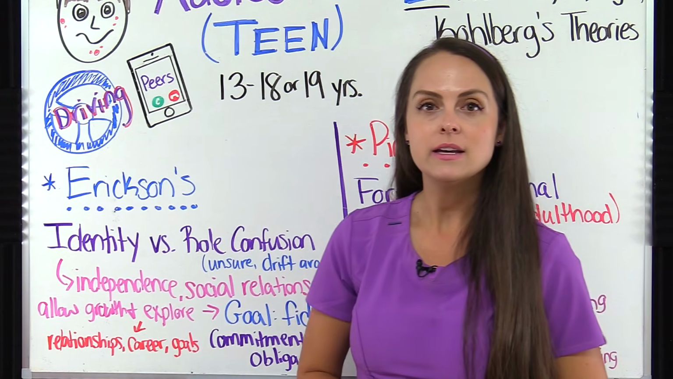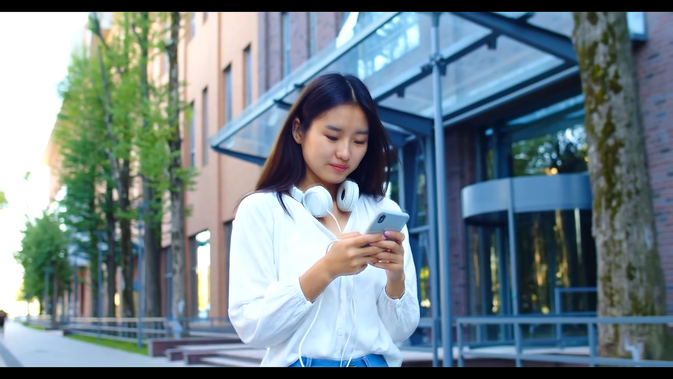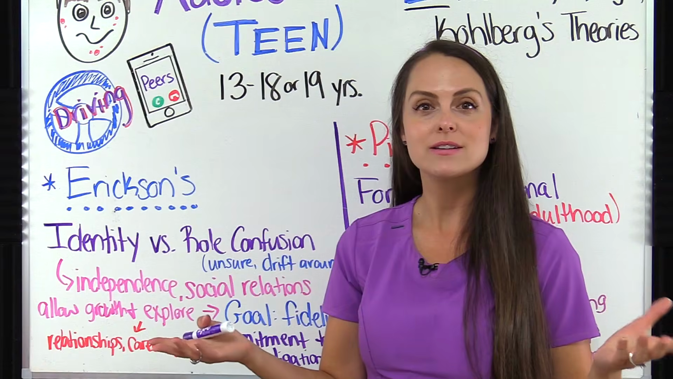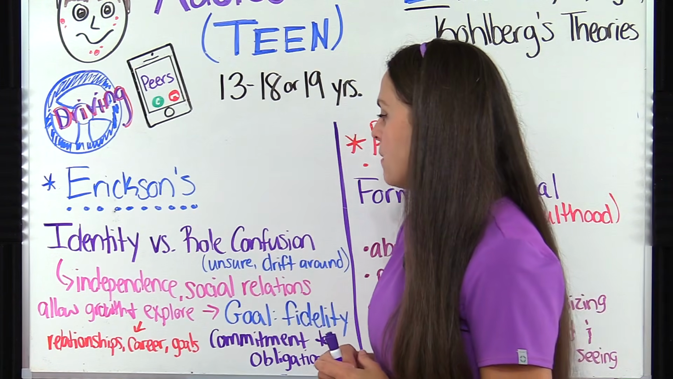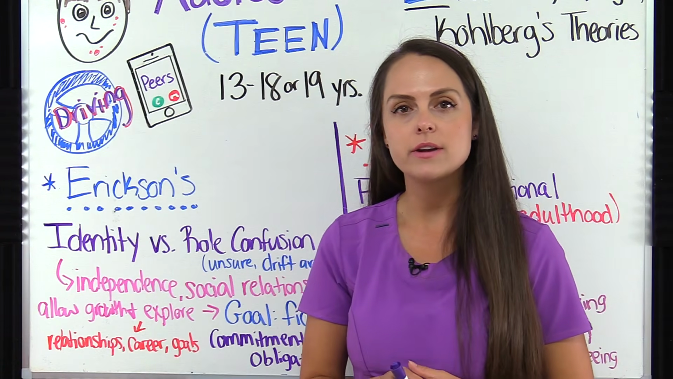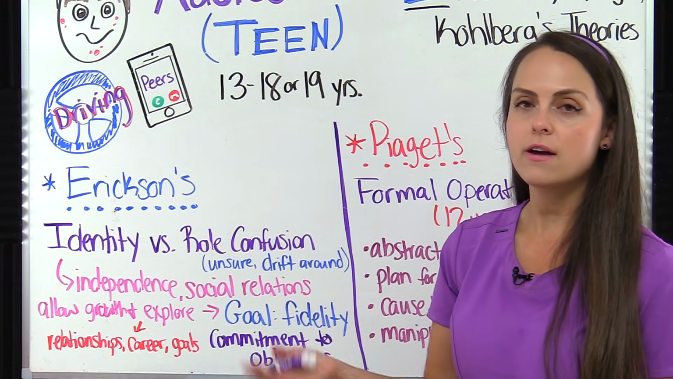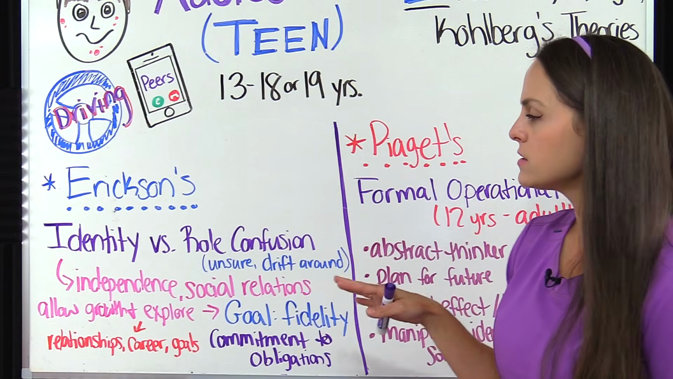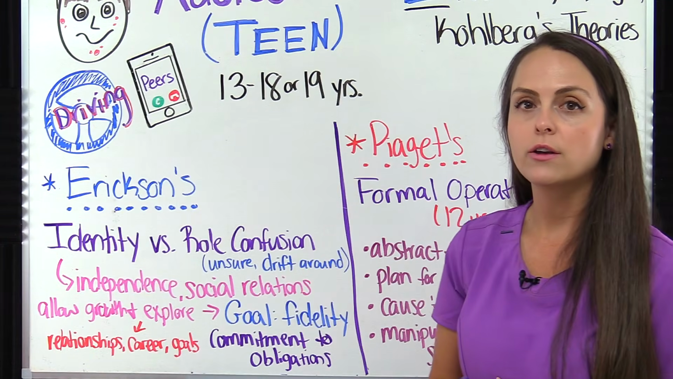So the teen is independent. They're allowed to get out, experience the world, of course, with their parents' somewhat supervision. And this really helps them form their identity because they're going to be in different social relationships and other experiences, which is going to help them grow and explore and figure out who they are and what they want to do. So this is going to drive them in their future relationships, their careers, and goals.